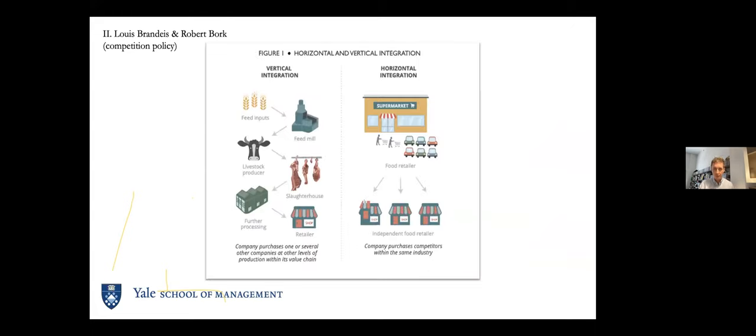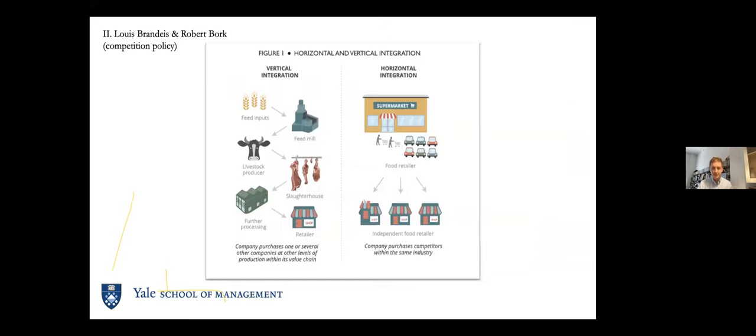So, taking two different examples. One example is vertical integration. Think of a supply chain: feed goes to a mill, it goes to feeding livestock, to the slaughterhouse. And the other one is horizontal integration, which is like, think of all the grocery store chains.